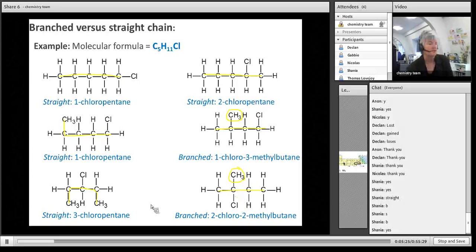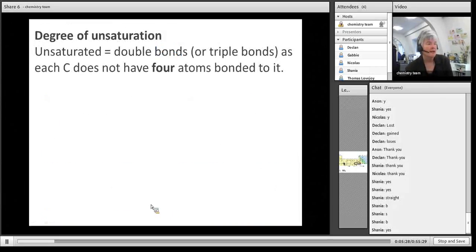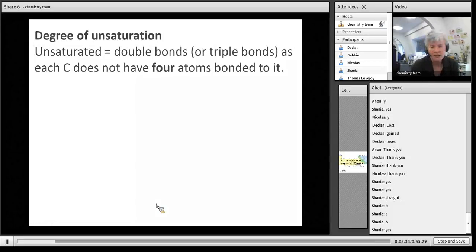Okay, right, so branched always has a side chain. The other thing you need to know and be able to recognize is to see, from a formula, whether there's a double bond or not. So you've come across the alkenes, which have got one double bond, the alkynes, which have got a triple bond, which is like the equivalent of 2 double bonds, and then of course the alkanes, which have only got single bonds.